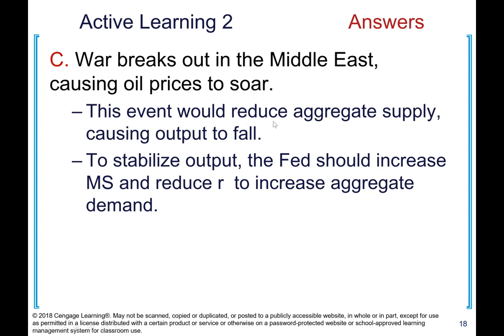Number C, when war breaks out in the Middle East, causing oil prices to soar. This event would reduce aggregate supply, causing output to fall. To stabilize output, the Fed should increase money supply and reduce interest rates to increase aggregate demand.